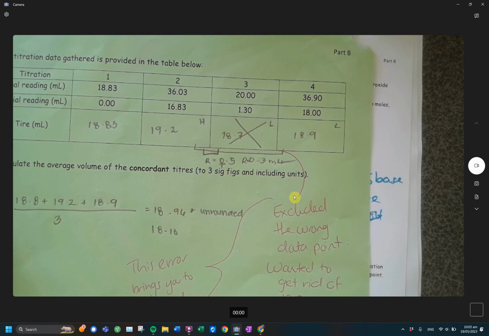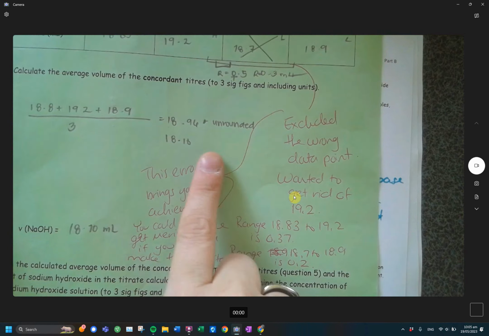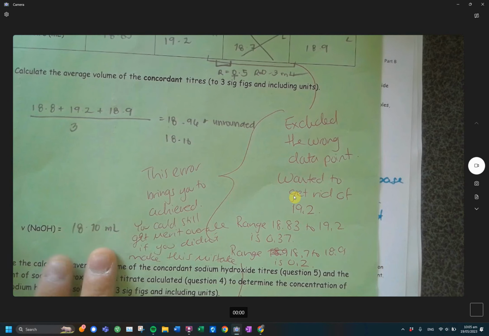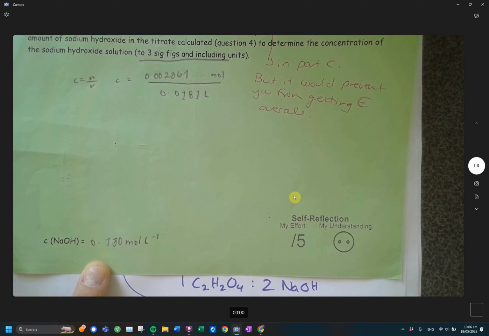So the problem with this is that because the wrong number was excluded, and then you've done the average, you're using this volume, you're actually going to get a different concentration of sodium hydroxide compared to the answer that I had. I think the answer I had was 0.126 from the top of my head. So, and that's because the wrong data number was excluded.